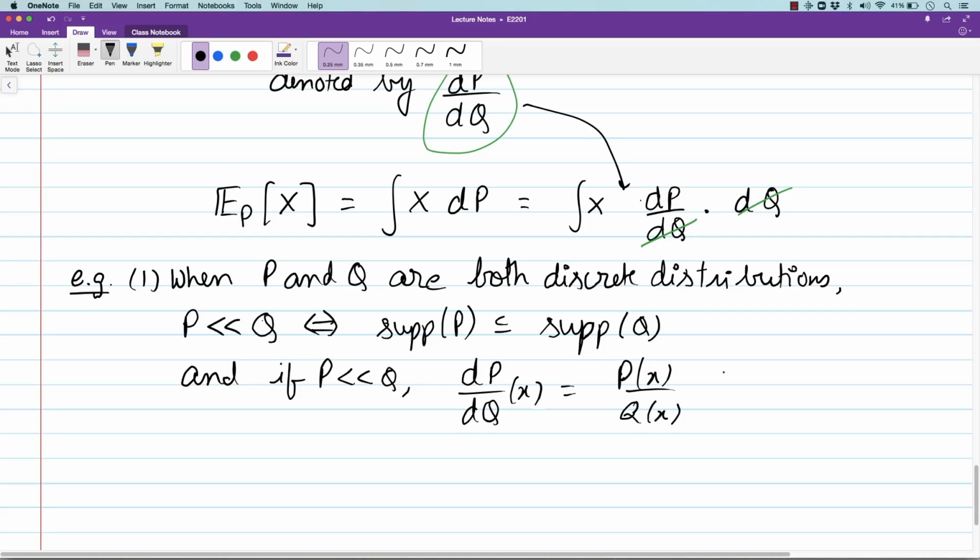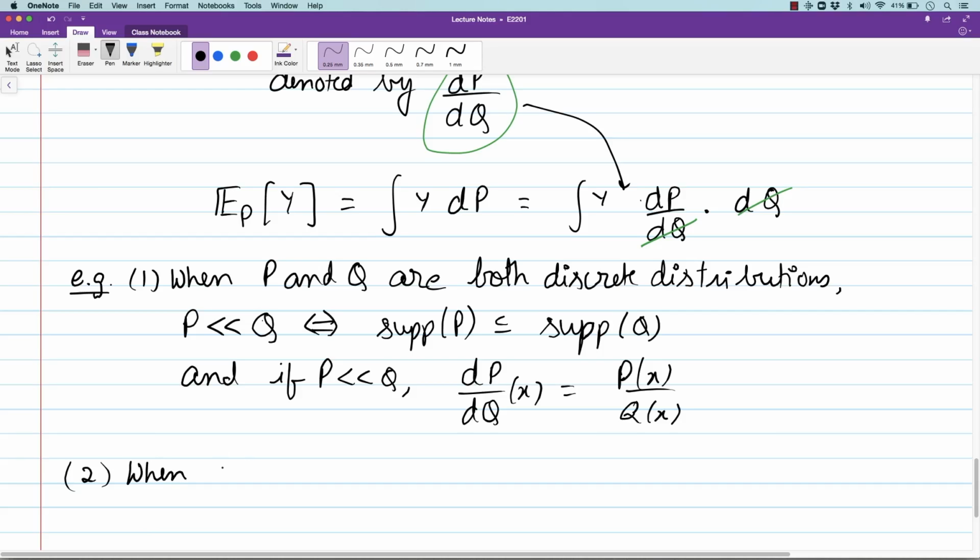Maybe I should use the notation not x but something else, maybe y. All right, great. So this Radon-Nikodym derivative for a familiar example of the discrete case is just the ratio of PMFs.